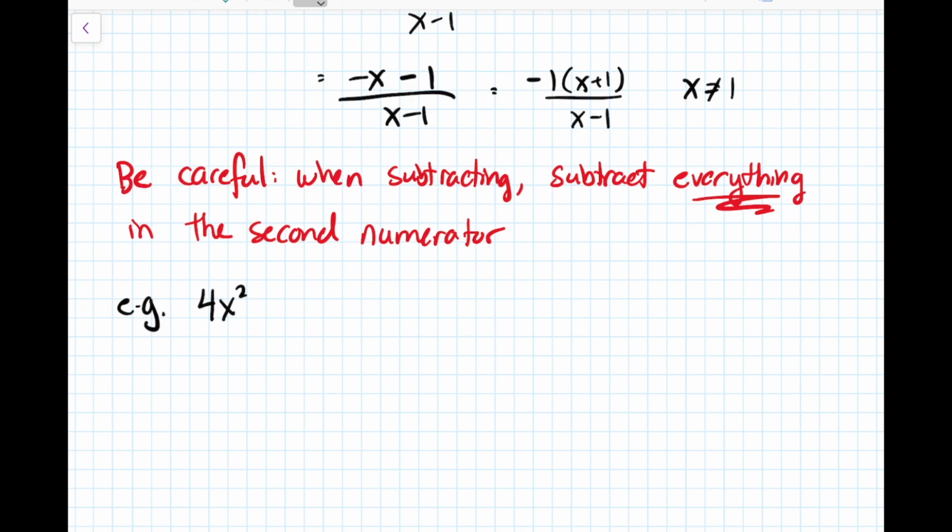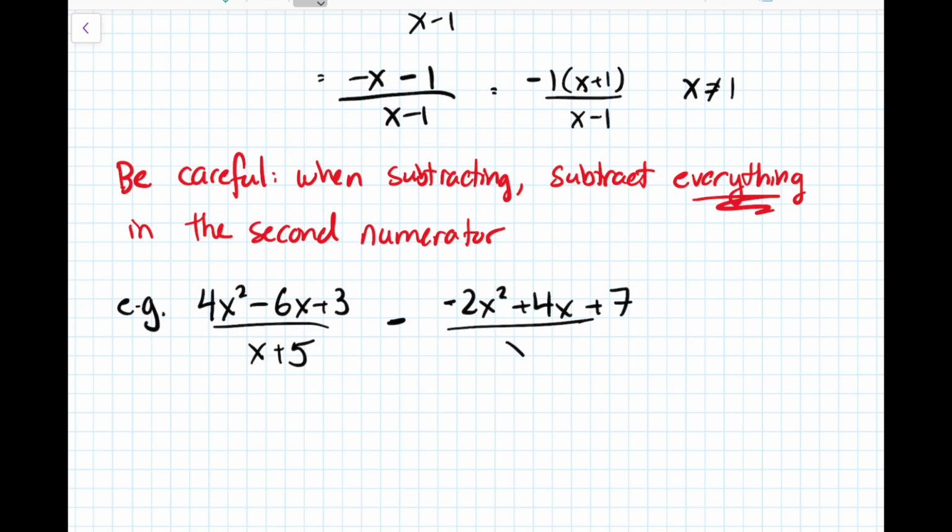So we've got 4x squared minus 6x plus 3 over x plus 5 minus negative 2x squared plus 4x plus 7 over x plus 5. So pause here, subtract, factor. I will tell you it won't simplify, but it should be factorable, at least to some extent. And then once you're done, come back and see how you did.